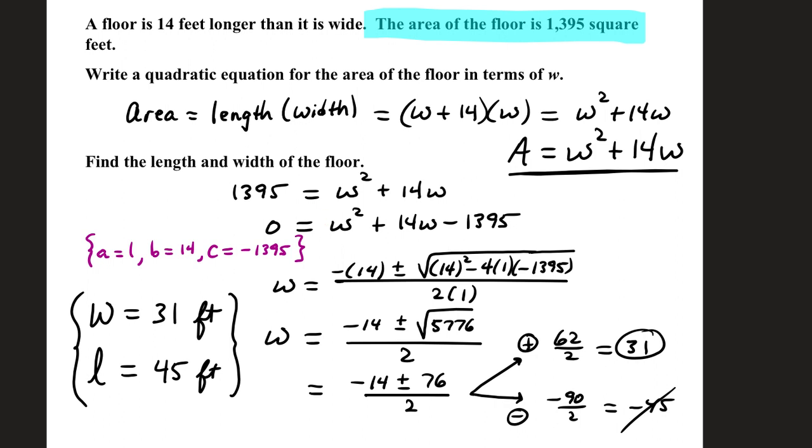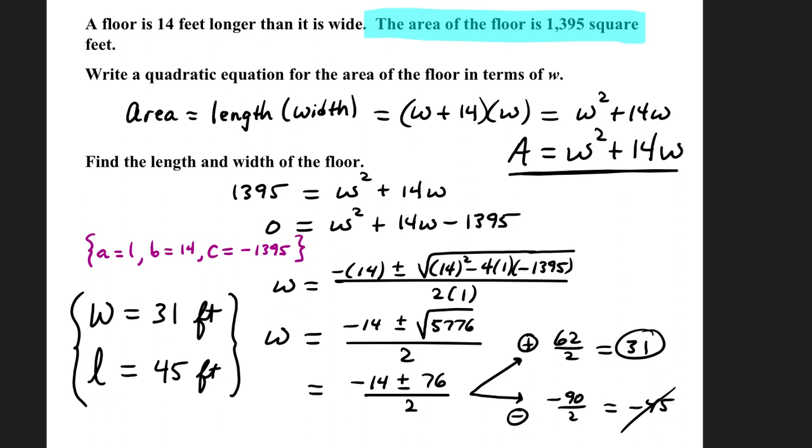A is 1, B is 14, and C is negative 1395. Those are highlighted here in purple. So W is our variable. W is equal to negative 14 plus or minus the square root of 14 squared minus 4 times 1 times negative 1395, all over 2 times 1. So we have negative 14. The value underneath, again, it's called the discriminant, is 5776.